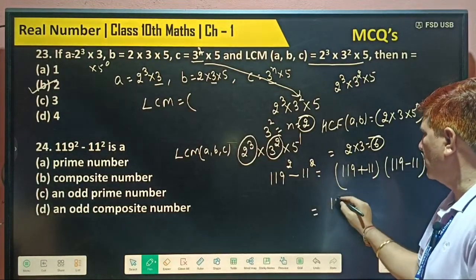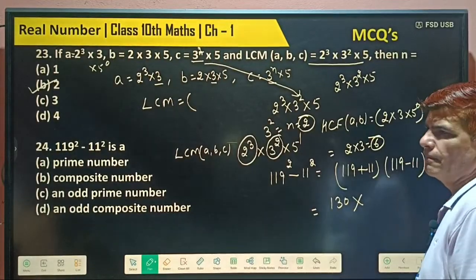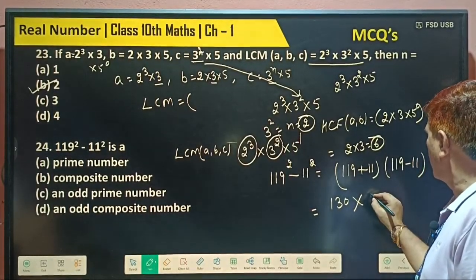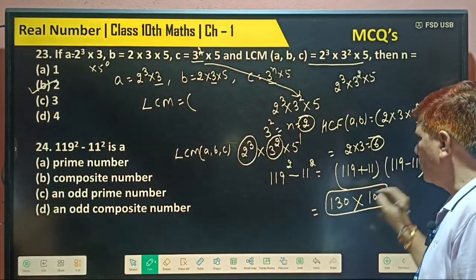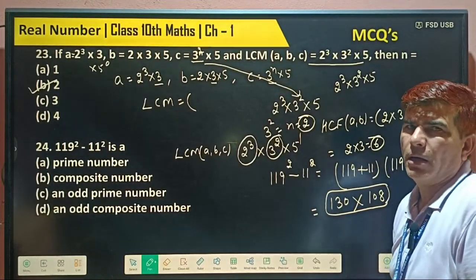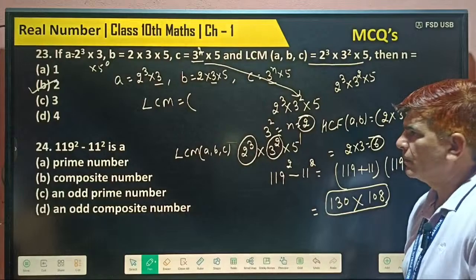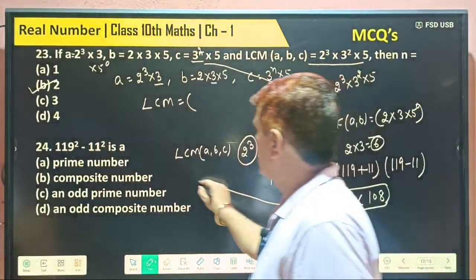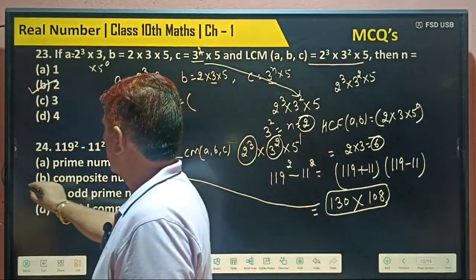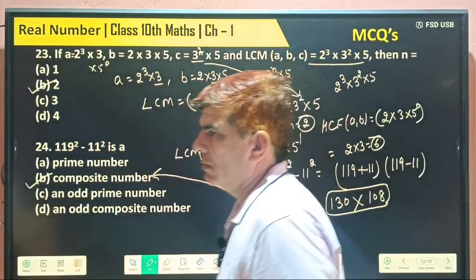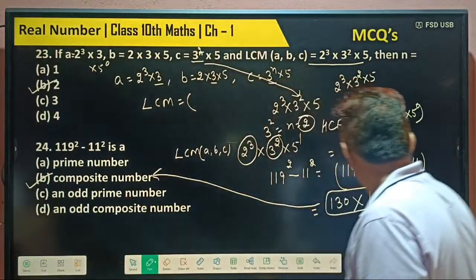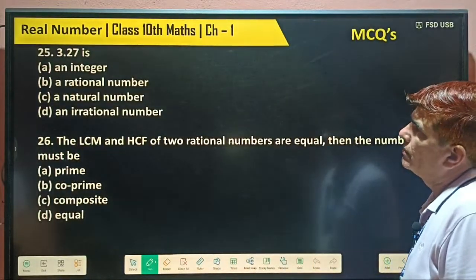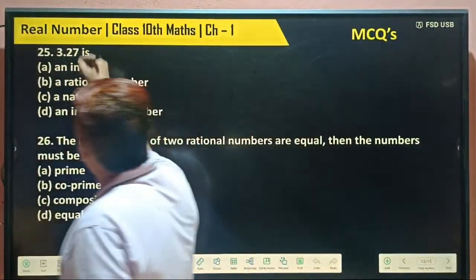So what's coming? 130 into 108. What's the product of two even numbers? Definitely an even number. So this is your answer. Definitely this is a composite number. So this, then one more. Here is given a bar like this.